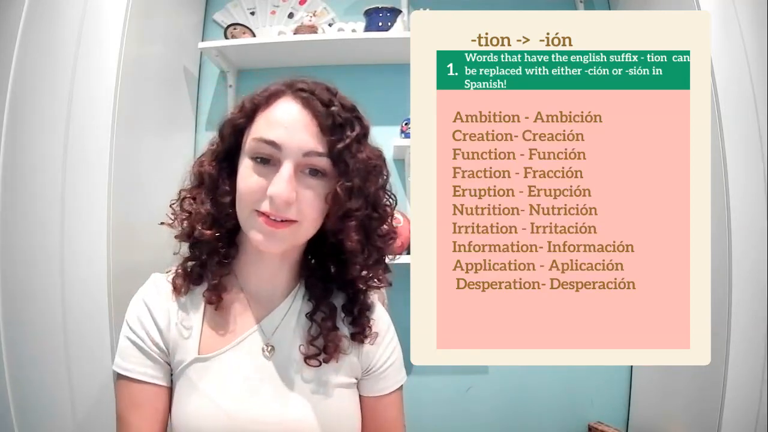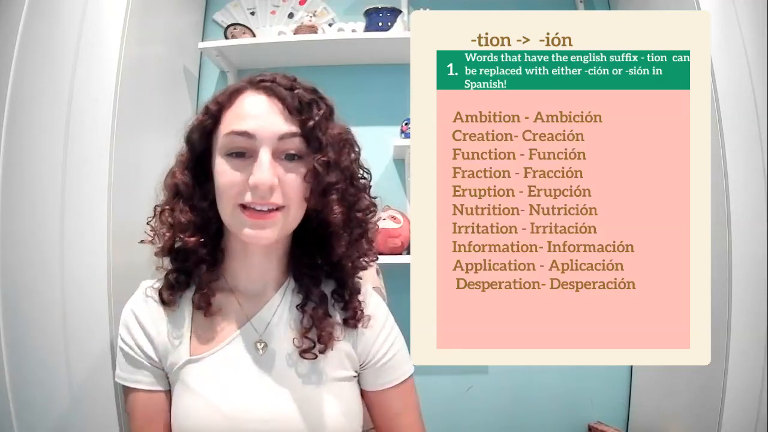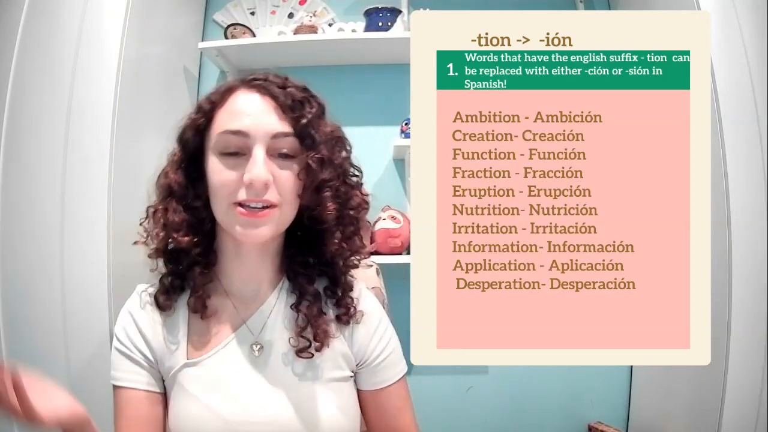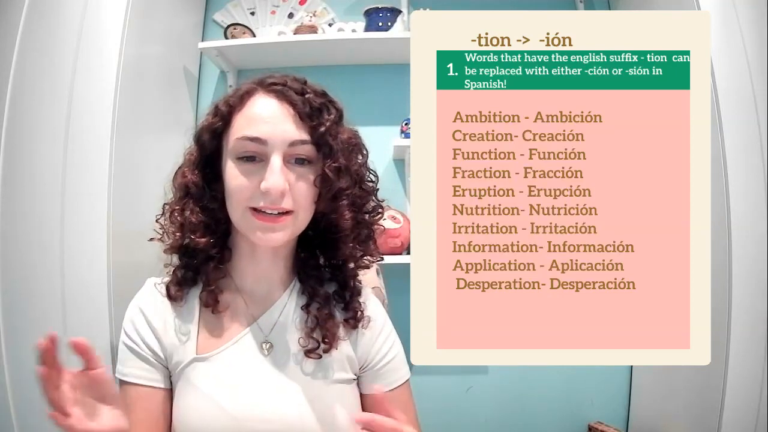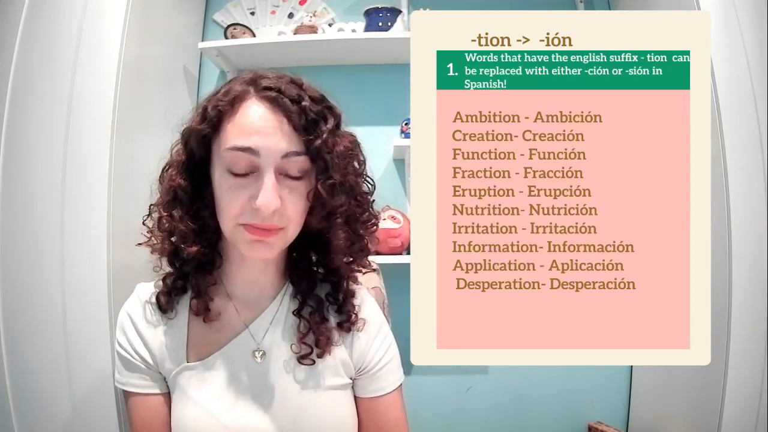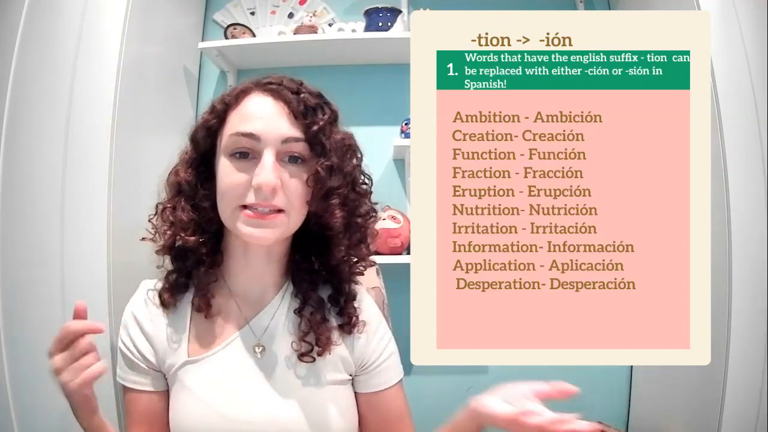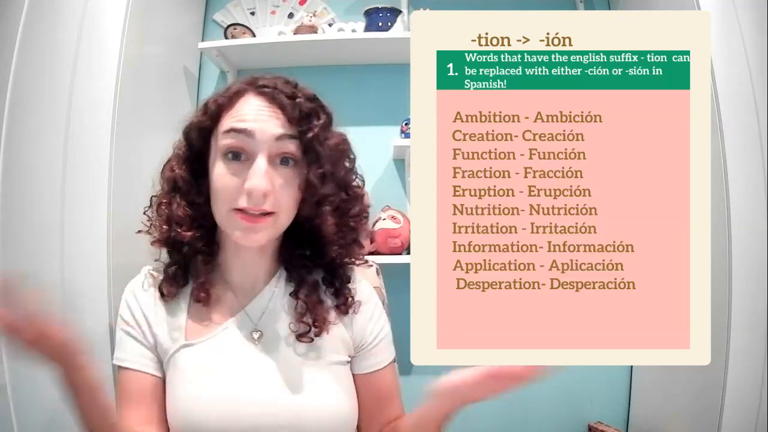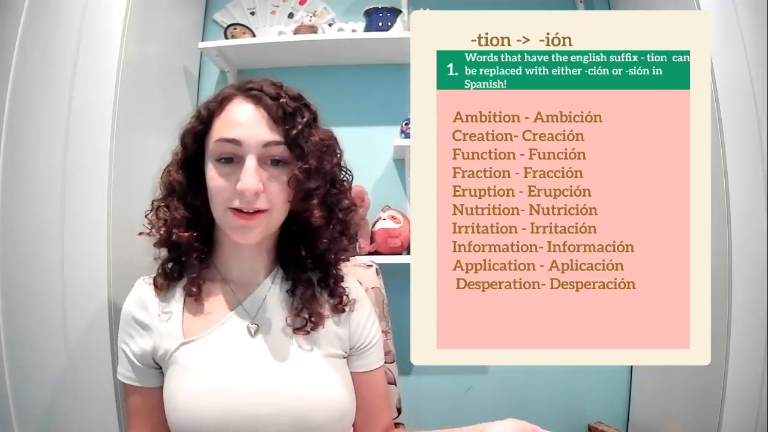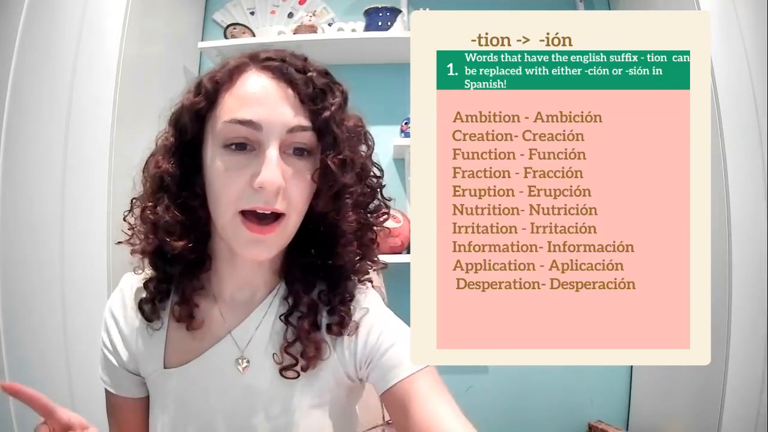Nutrition, nutrición. Irritation, irritación. Information, información. Application, aplicación. Desperation, desesperación. So you see, these words are super similar. All I'm doing is taking the tion and changing it for, in these cases, a cion. And that's the word in Spanish, and it's the correct translation, okay? All right, so that one's pretty easy.